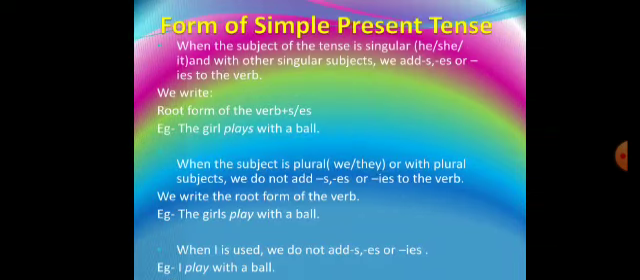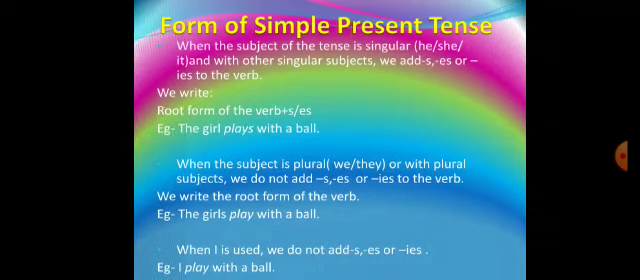Now we will study the form of simple present tense. When the subject of the tense is singular, that means he, she, it, and other singular subjects, we add s, es or ies to the verb. That means here we are studying subject-verb agreement. If the subject is singular, we will use s or es with the root form of the verb in the sentence. For example, the girl plays with a ball.